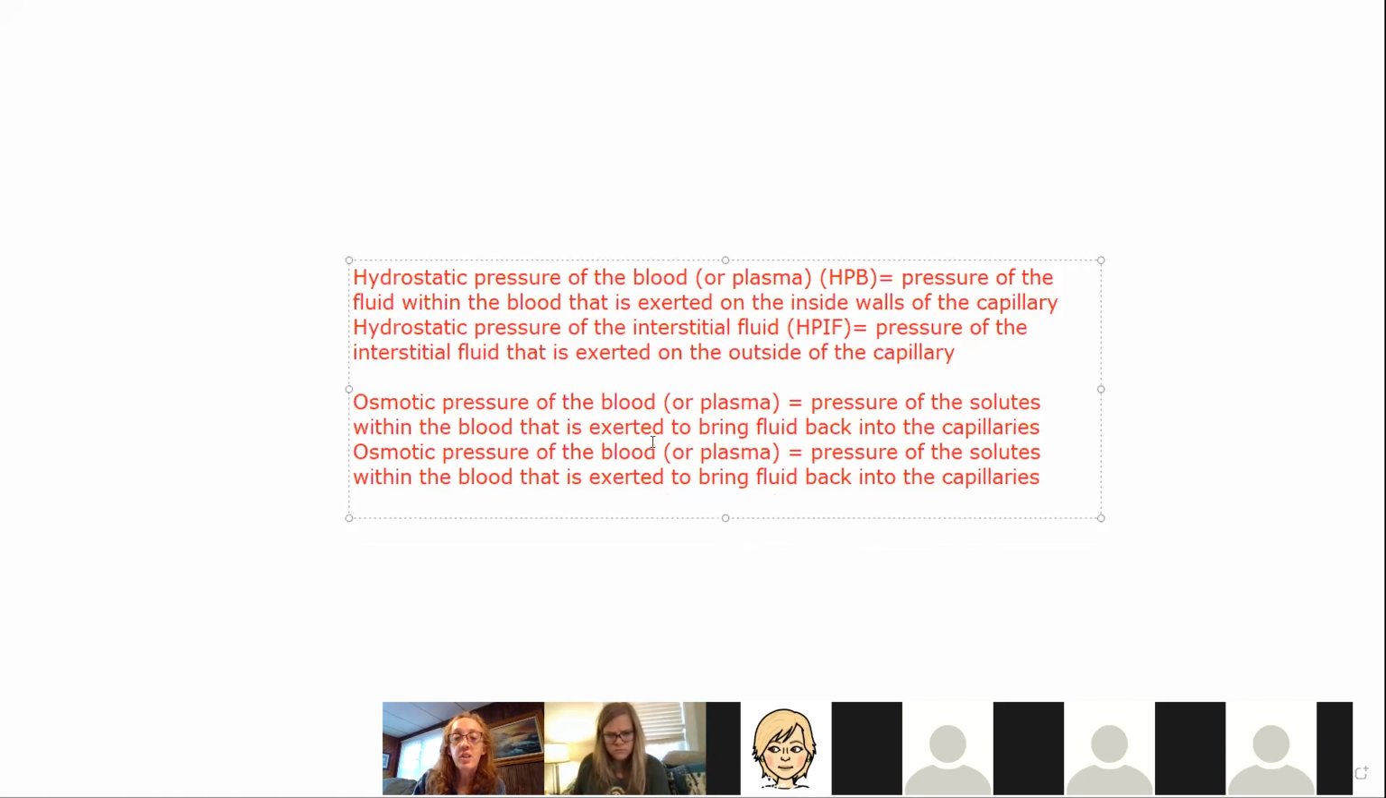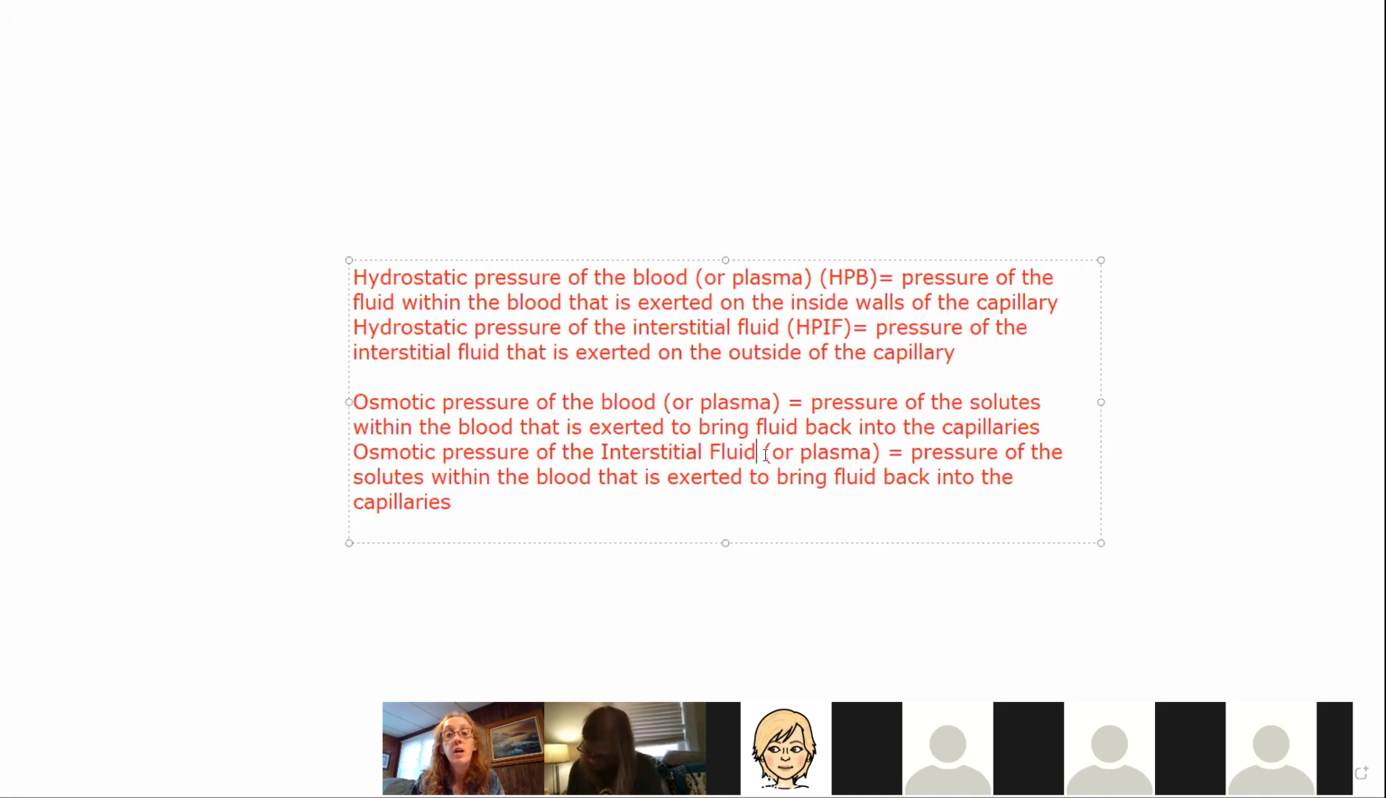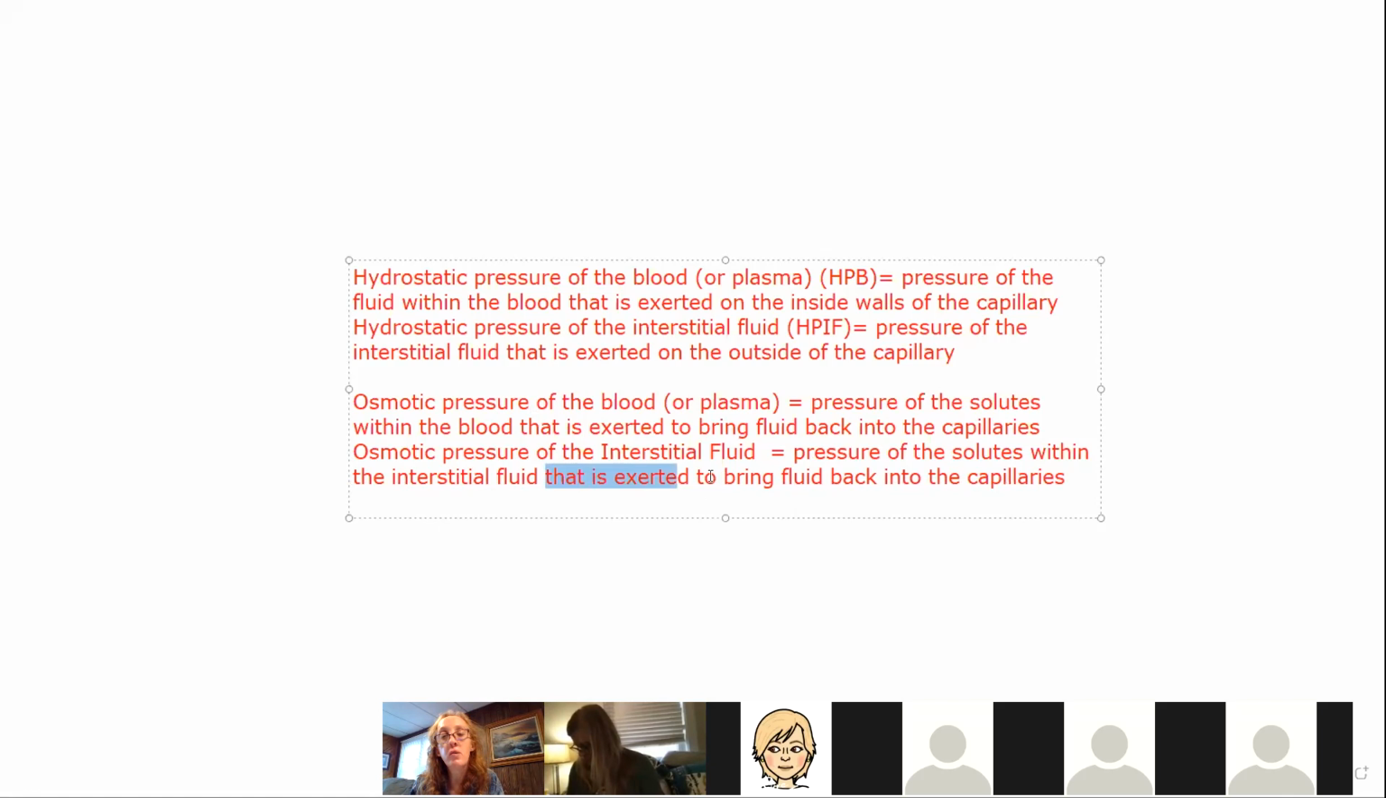The osmotic pressure of the interstitial fluid is the pressure of the solutes within the interstitial fluid that is exerted to pull fluid out of the capillaries.